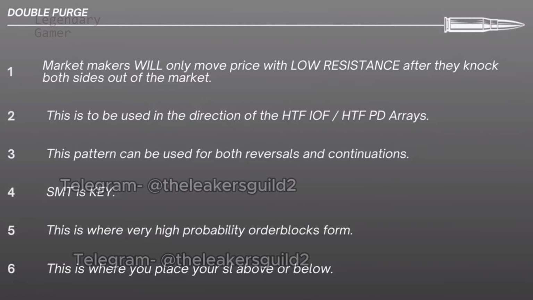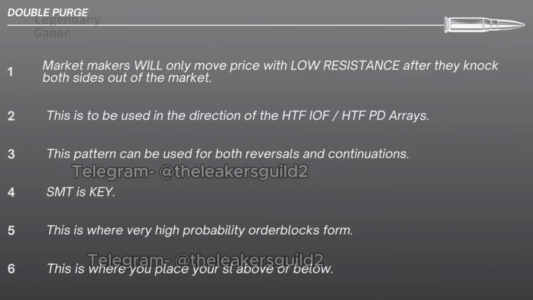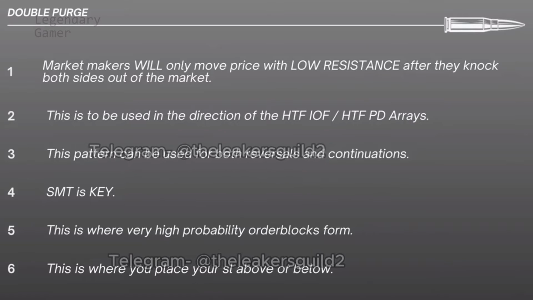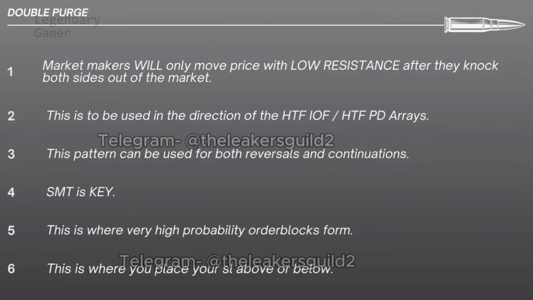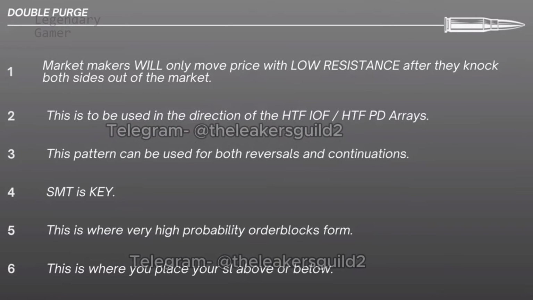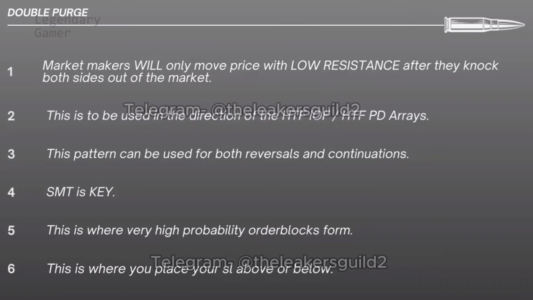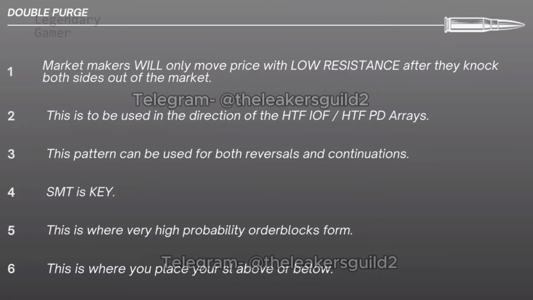Those market makers will only move price with low resistance after they knock out both sides of the markets. Now we want to use this in the direction of the higher time frame institutional order flow and higher time frame PD arrays. And this pattern can be used for both reversal and continuations.